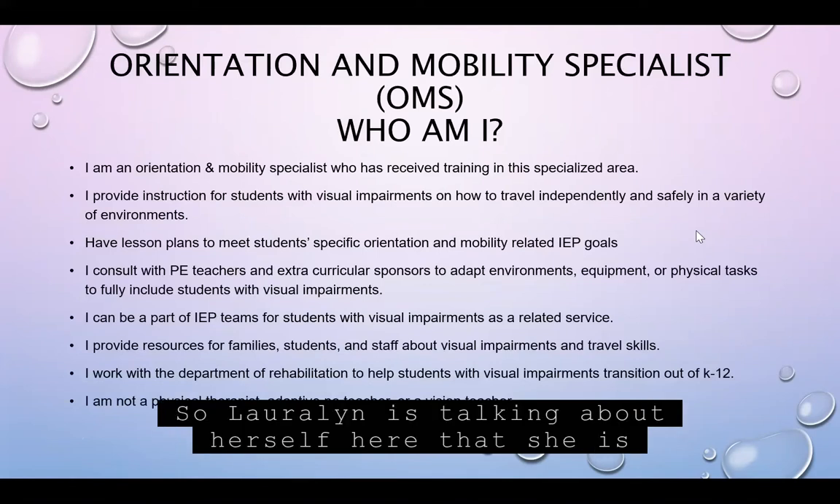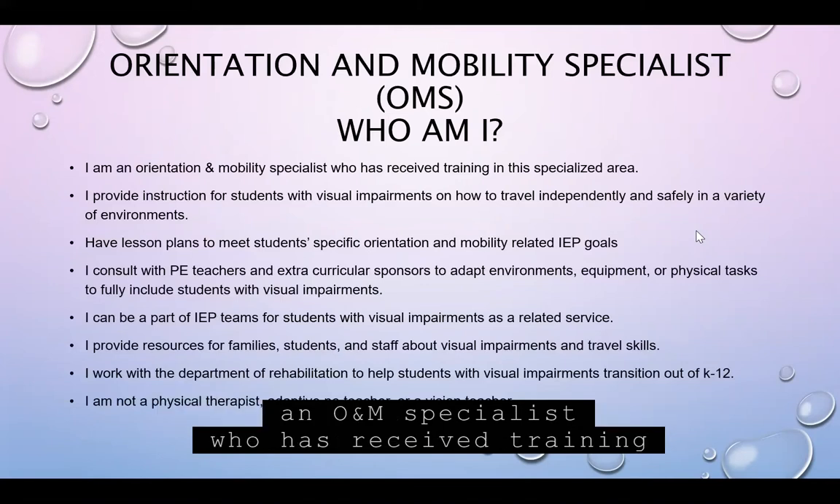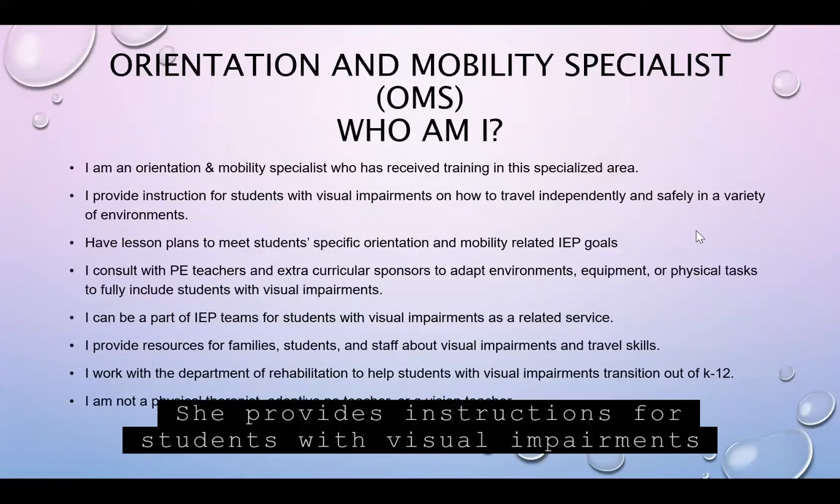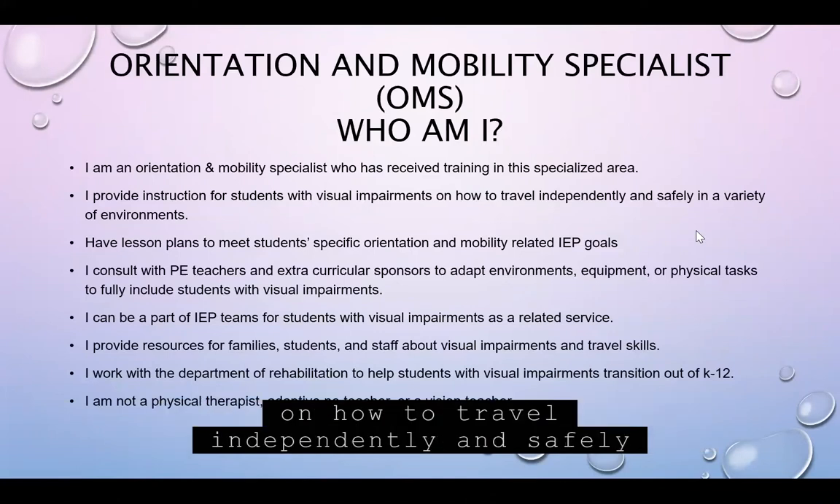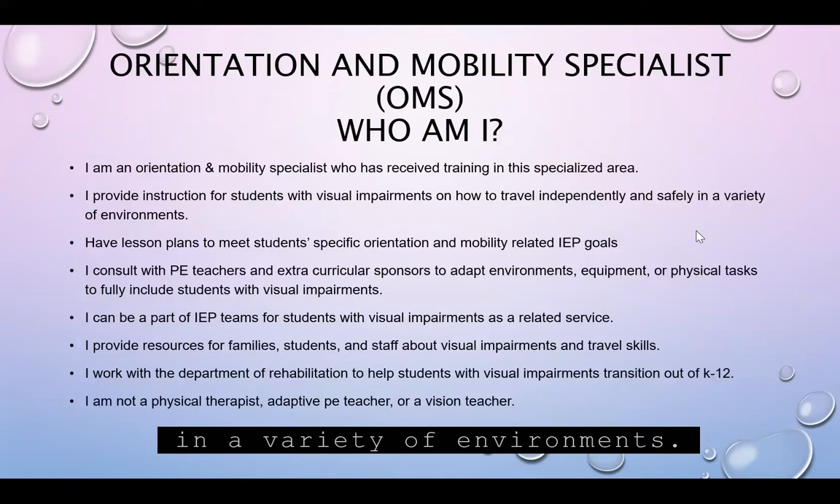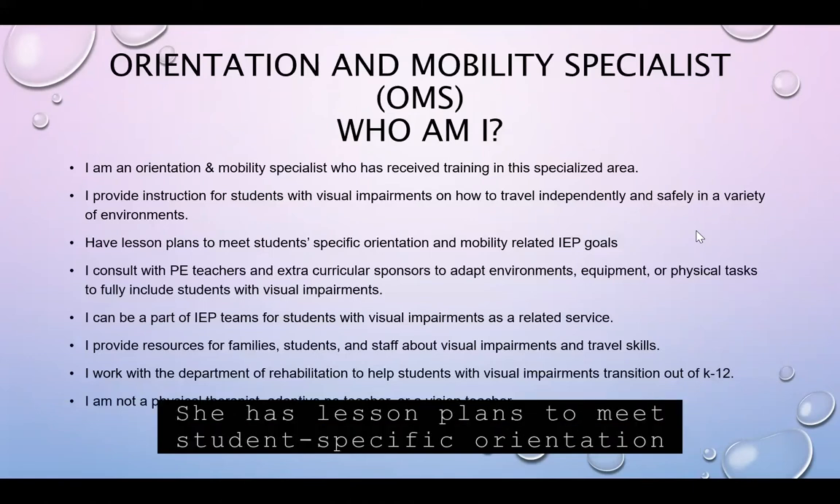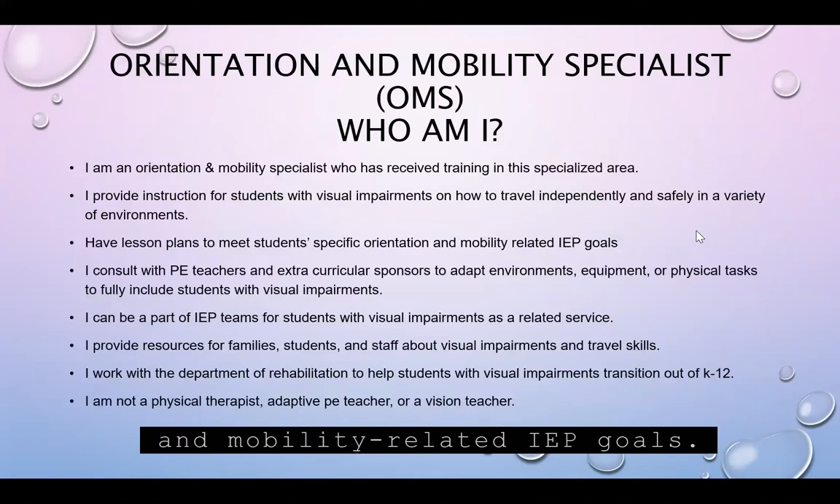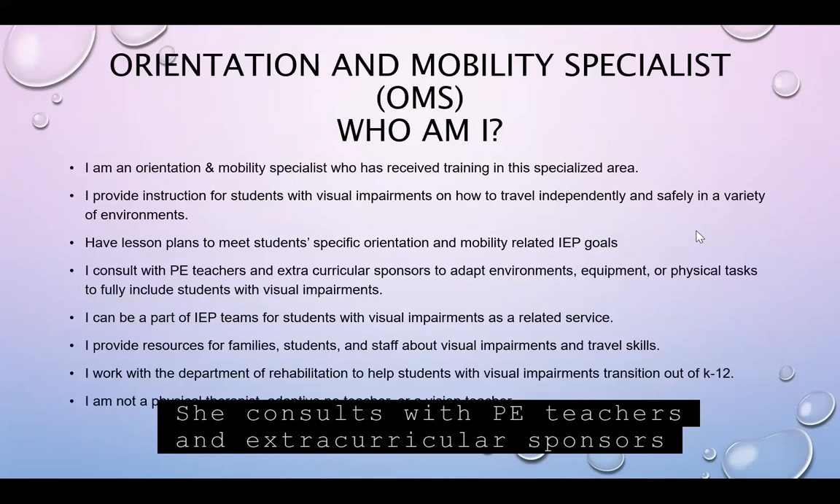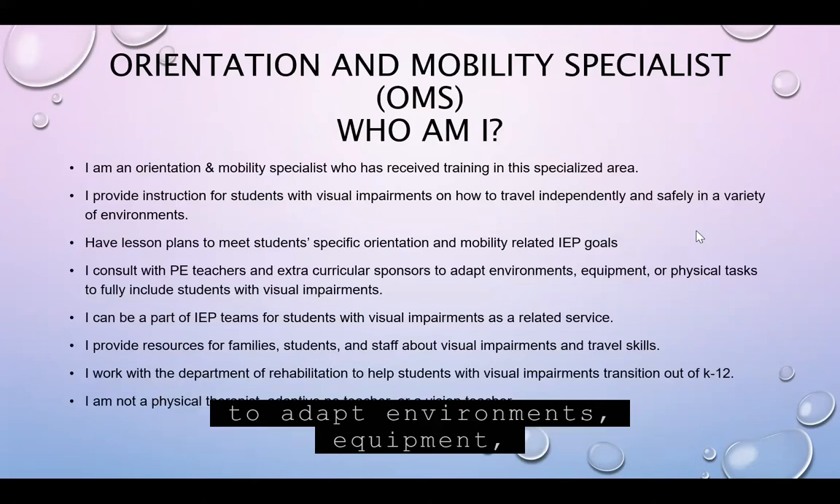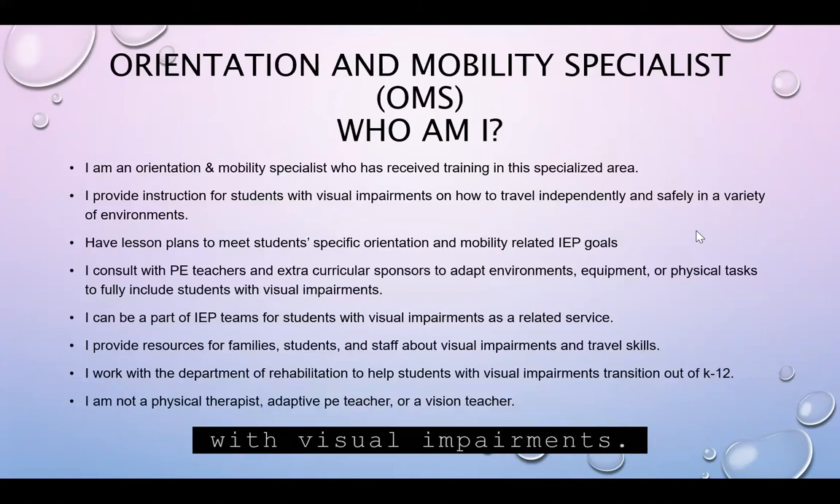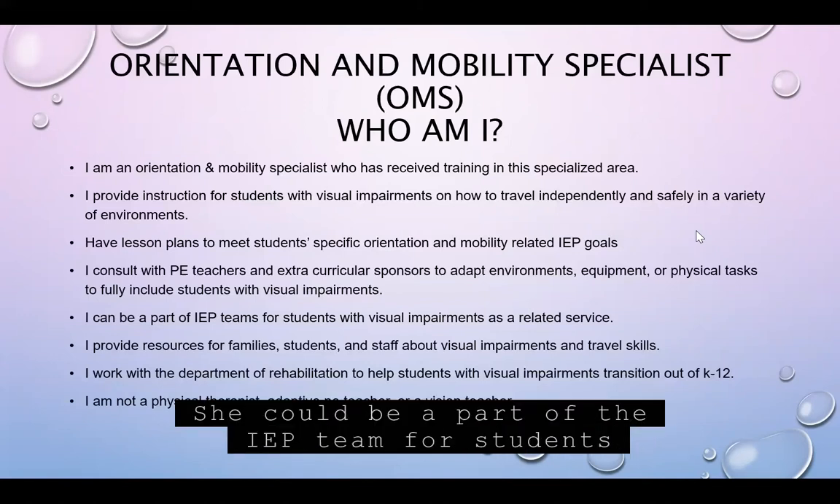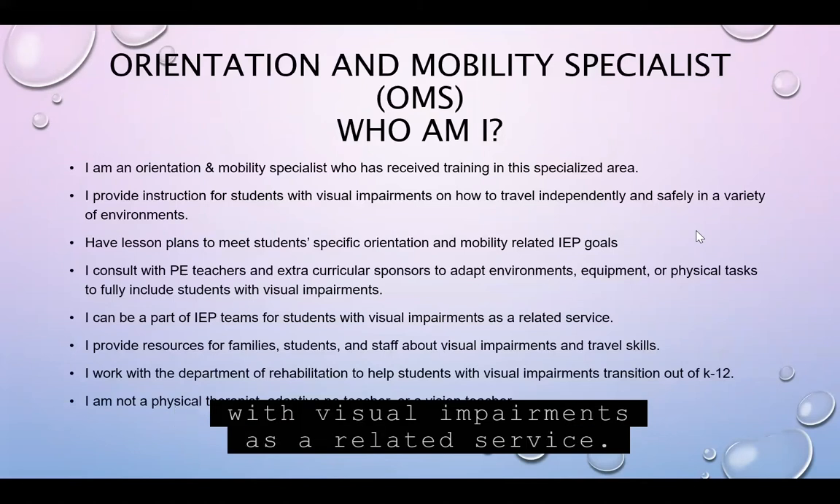So Laura Lynn is talking about herself here, that she is an O&M specialist who has received training in the specialized area. She provides instruction for students with visual impairments on how to travel independently and safely in a variety of environments. She has lesson plans to meet students' specific orientation and mobility related IEP goals. She consults with PE teachers and extracurricular sponsors to adapt environments, equipment, or physical tasks to fully include students with visual impairments. She can be a part of the IEP team for students with visual impairments as a related service.